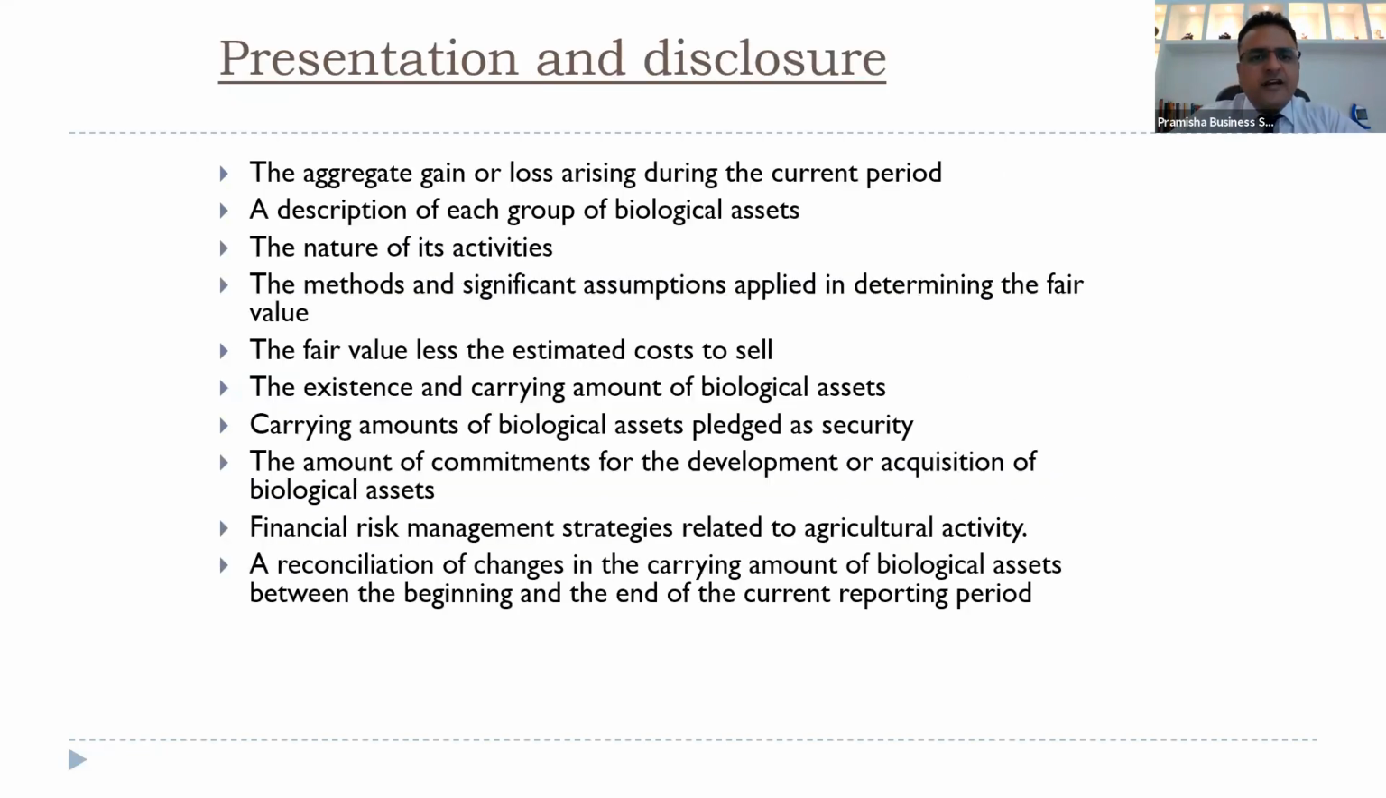We'll disclose the aggregate gain or loss during the period, a description of each group of biological assets, the nature of its activities, and the methods and assumptions applied in determining the fair value, that is, how you arrived at fair value, whether level 1, whether there was an active market, whether you looked for a similar asset, whether you observed the price, fair value less cost to sell. Now this is not net realizable value because we are not intending to sell here. We're simply measuring it at fair value less cost to sell.